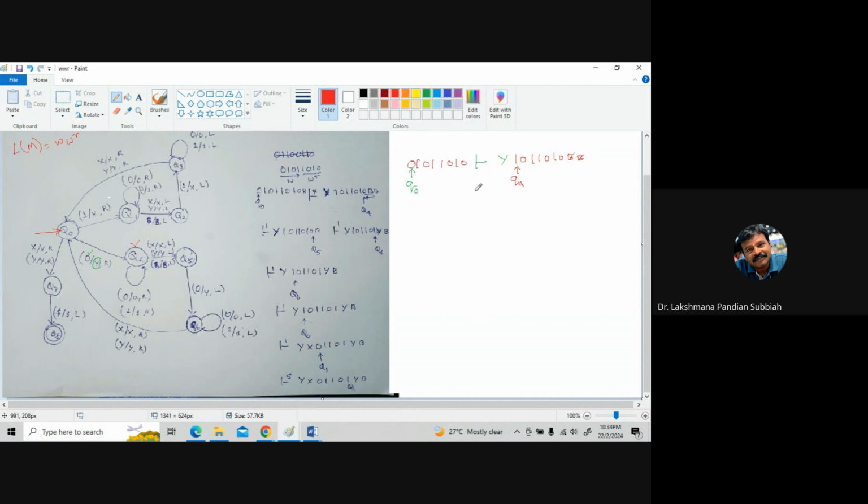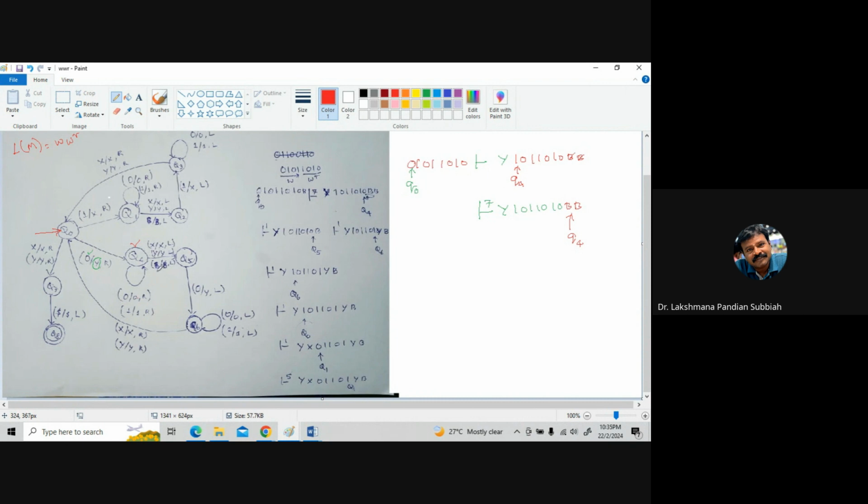Up to that 7th step, we get the result Y 1 0 1 1 0 1 0, followed by blank space. We move along and reach this position in Q4 after 7 steps. So from Q4 there is no change in 0, no change in 1, no change in 1, no change in 0, no change in 0, and then we reach the blank.